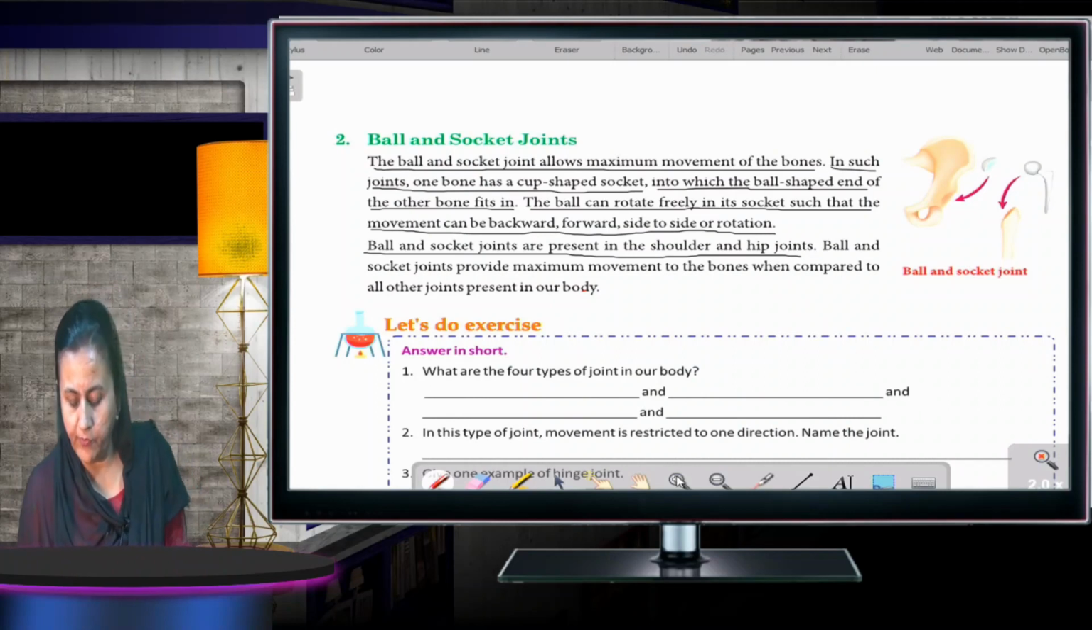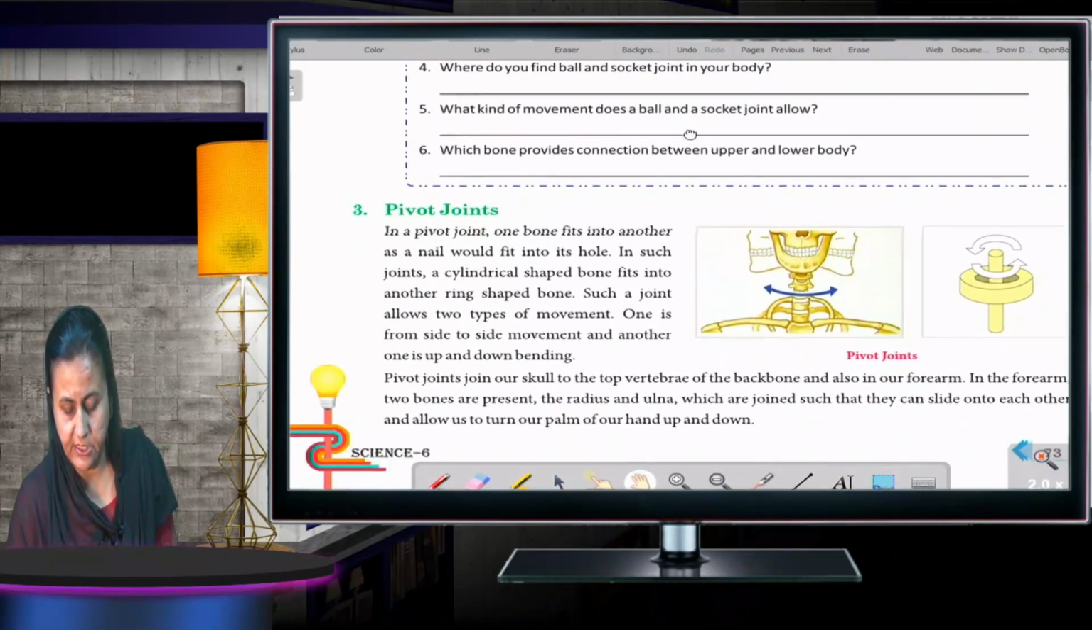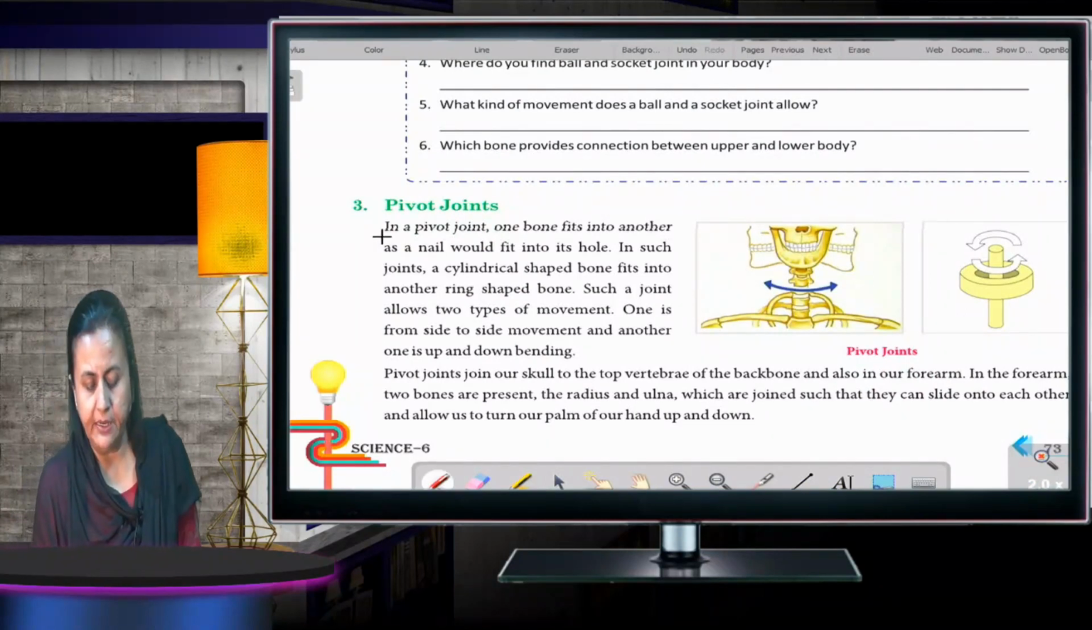Now moving to the next one, pivot joints. In a pivot joint, one bone fits into another as a nail would fit into its hole. In such joints, a cylindrical shaped bone fits into another ring shaped bone. Such a joint allows two types of movement. One is side to side movement, another one is up and down.